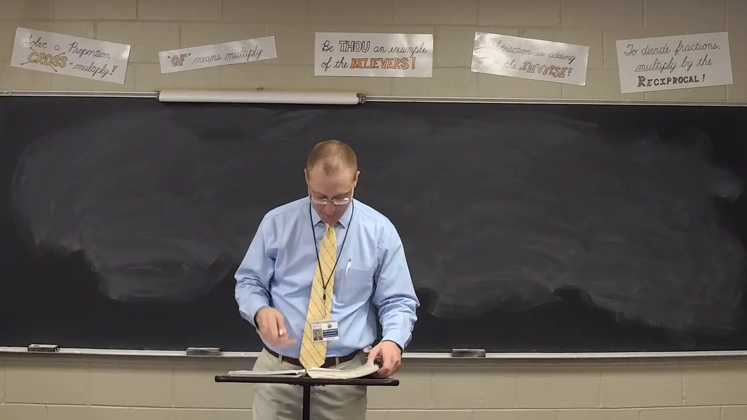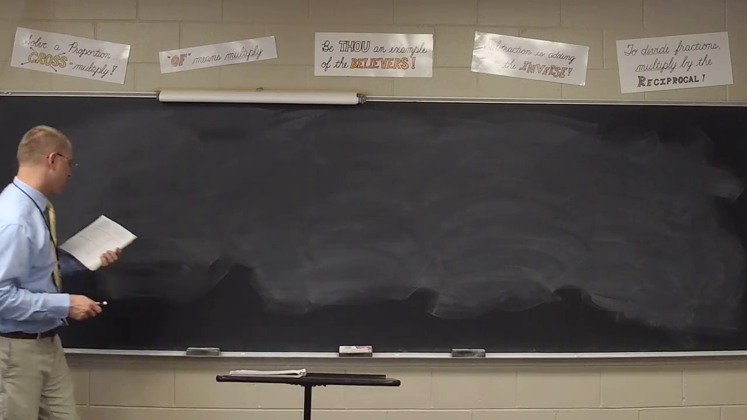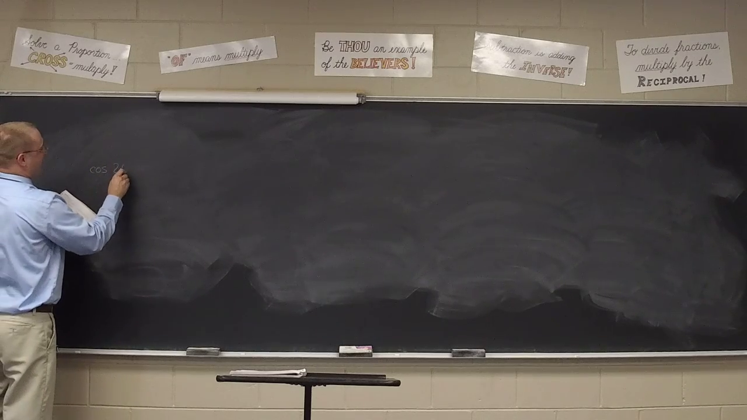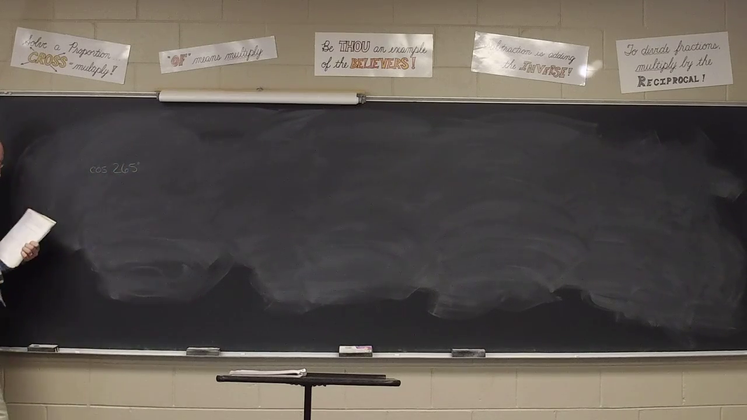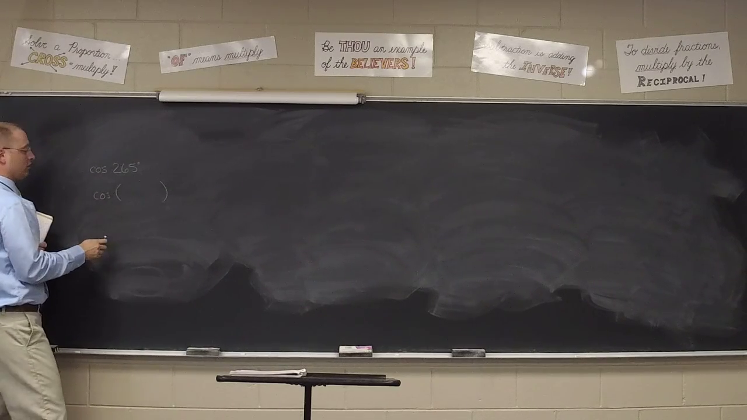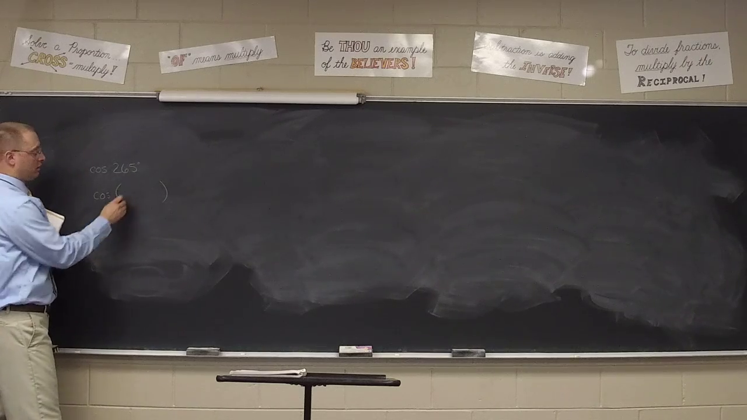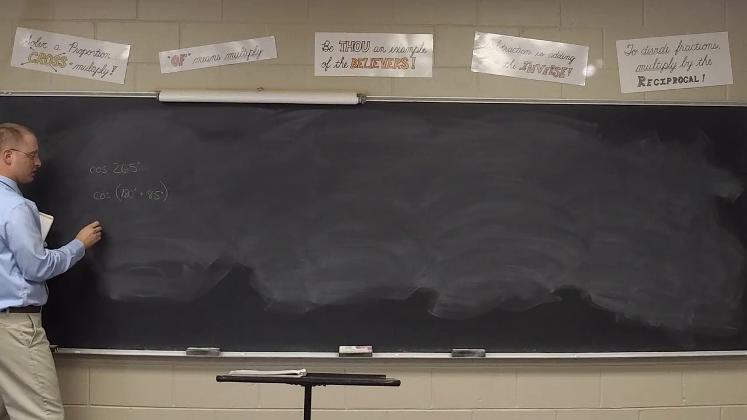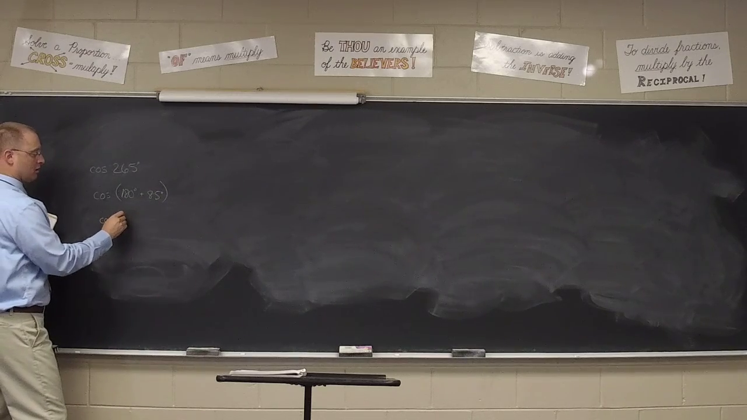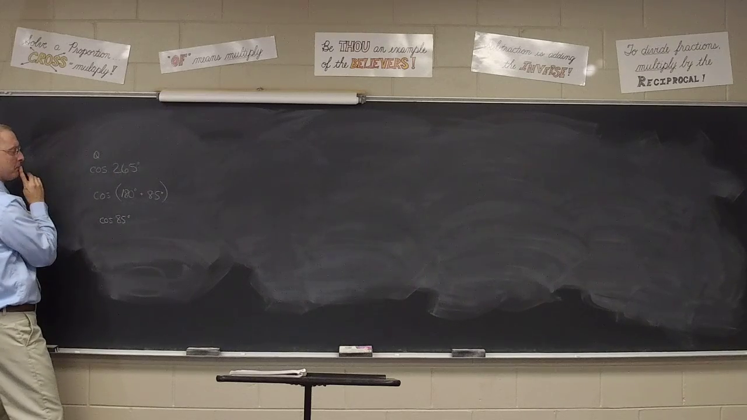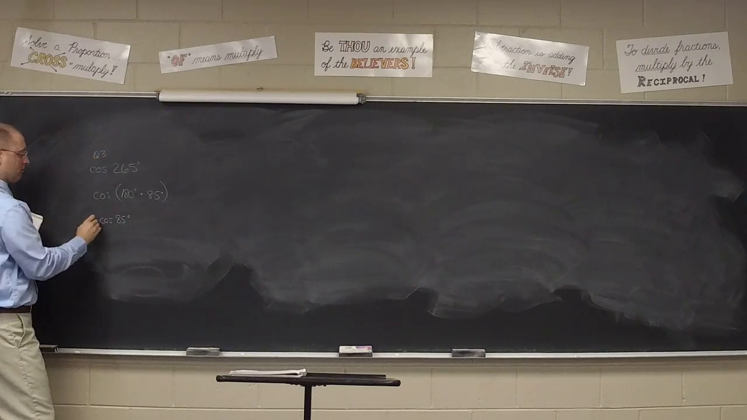All right, so number 13. Cosine of 265 degrees, and it wants same function. So what do we do, Quentin? Cosine 180 plus 85. So it becomes cosine 85, and quadrant 3, so negative. We're done.